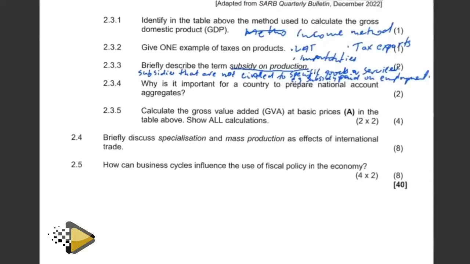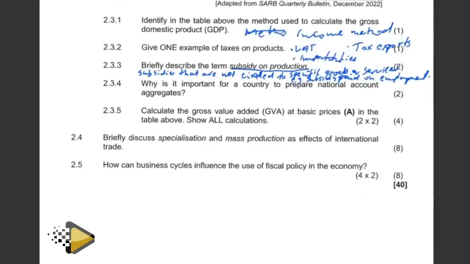The next question we have is 2.3.4, and 2.3.4 reads as follows. Why is it important for a country to prepare national account aggregates? The country should prepare national account aggregates because it takes into account measuring economic growth from one year to the next. Also, it should determine the standard of living in that particular country.